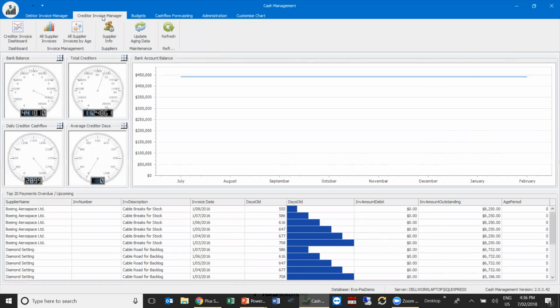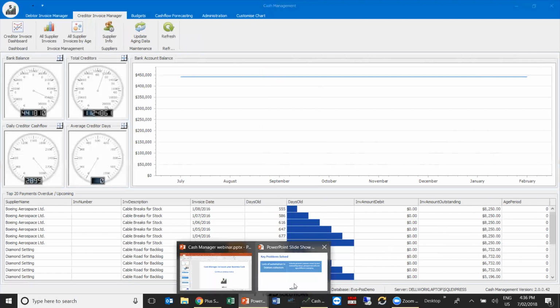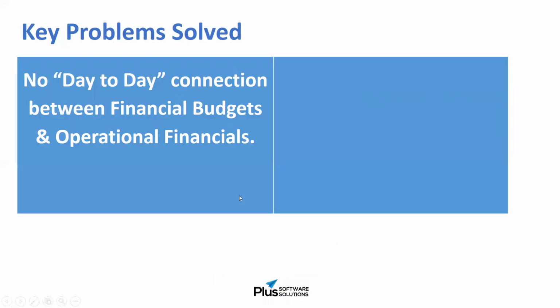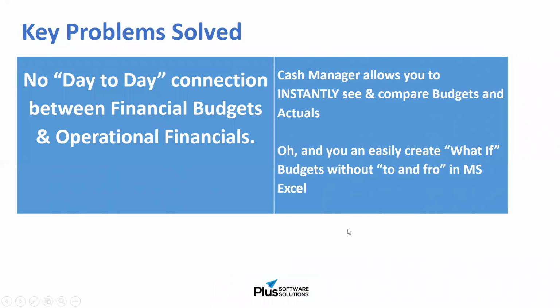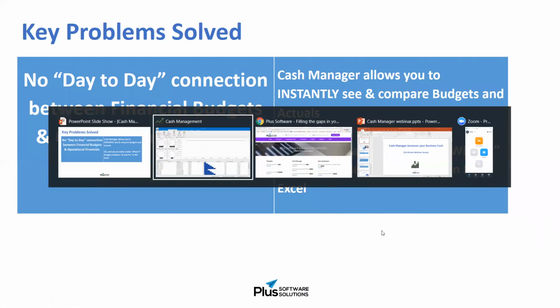particular webinar. Let's talk about the budgets, the key problems solved there on the budget side. Well, often when the management team sets up budgets, there's often no day-to-day connection between the financial budgets and what happens in the business. But Cash Manager once again solves that problem, because with Cash Manager, you can instantly see and compare budgets and actuals as it happens. And you can easily create what-if budgets as well. Let's see how we solve that within the software too.